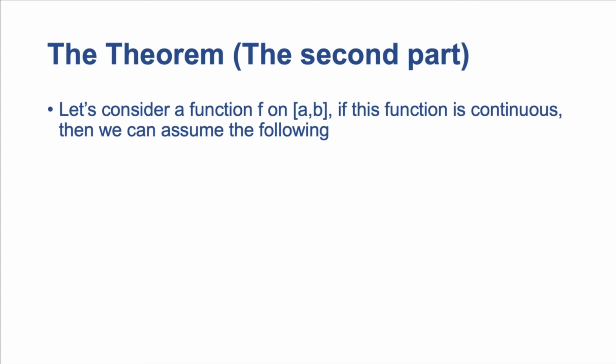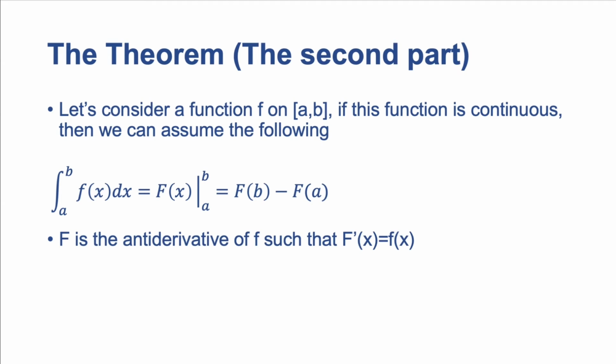So here's the statement. Let's consider a function f on the interval [a, b]. If this function is continuous, then we can assume the following. The integral from a to b of f of x dx is equal to the antiderivative of the function f of x evaluated between a and b, which just means we're taking the antiderivative, evaluating it at b, and then subtracting the evaluation at a. And as I said earlier, capital F is the antiderivative of little f, such that capital F prime of x is equal to f of x.